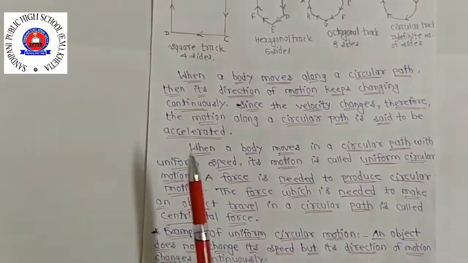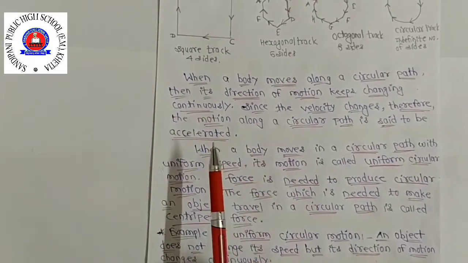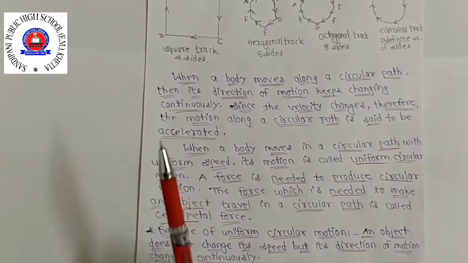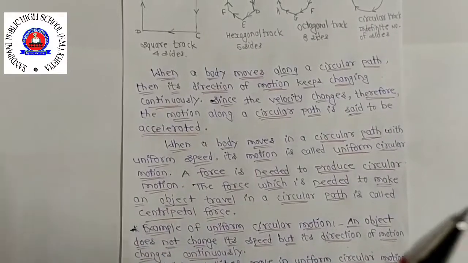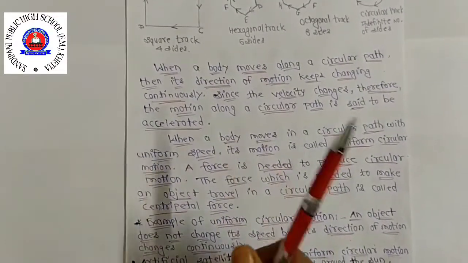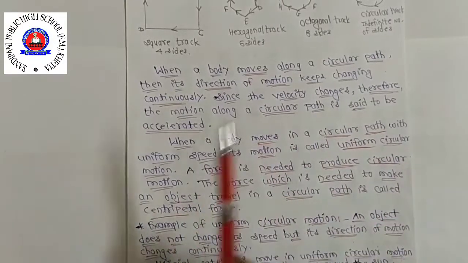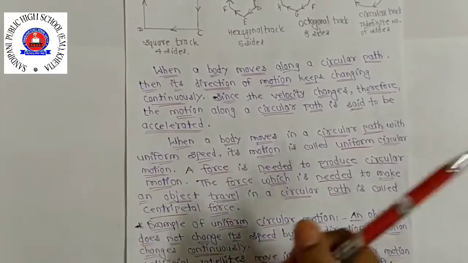Okay, so the force which is needed to make an object travel in a circular path is called the centripetal force. In the case of a planet moving around the sun, now you know that all the planets move around the sun. So the centripetal force is the gravitational pull of the sun. So which force is being applied on the planets that keep revolving around? Gravitational pull of the sun.